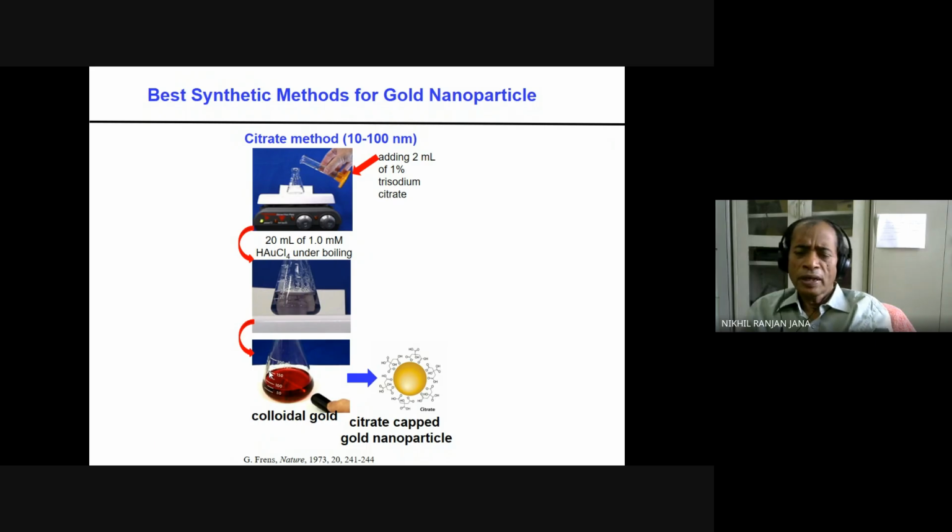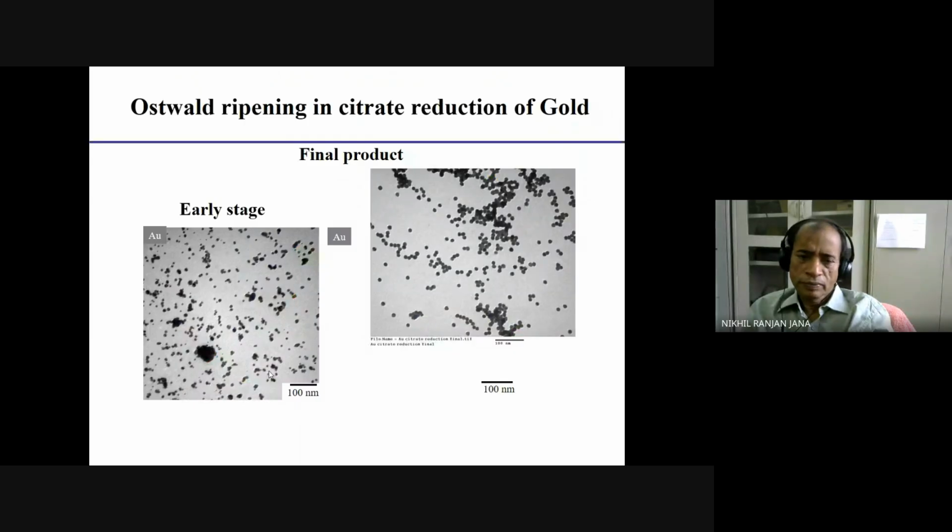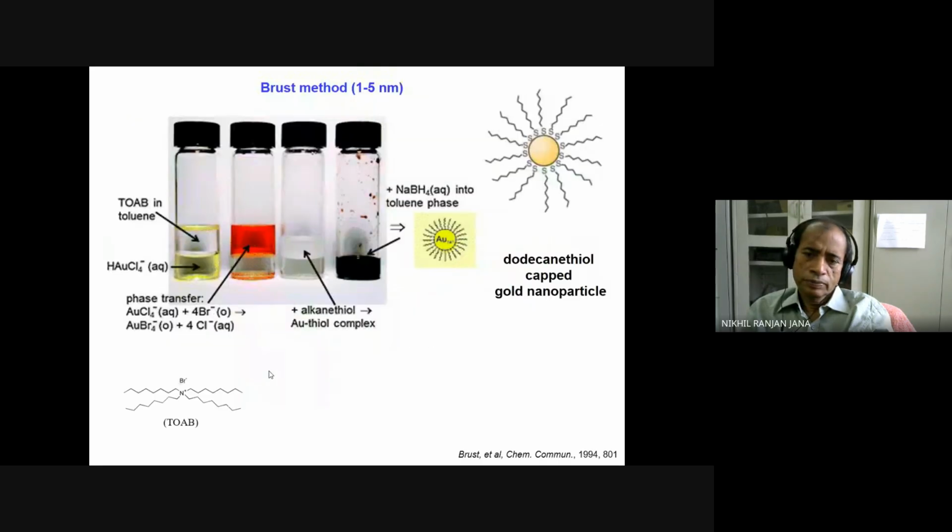The size is roughly about 10 nanometers, but depending on capping agents, if you use a small amount of citrate, then the size can be increased. Typically, you can vary between 10 to 50 nanometers. Early stage versus final product. In the final product, you can see it is very monodispersed. But its colloidal stability is very poor, so we have to process it further if we want to use it for different applications.